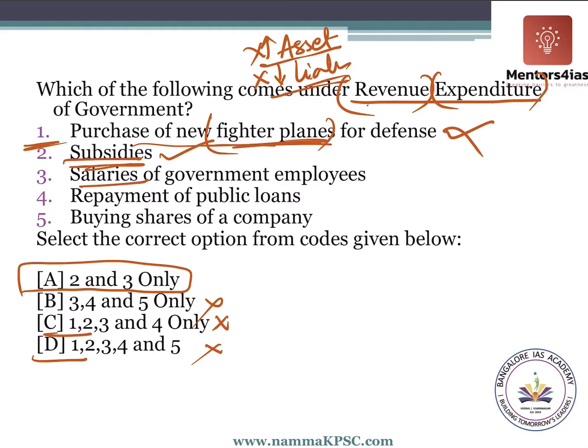Salaries obviously is a revenue expenditure because it is not creating any asset nor reducing liability. Repayment of public loan, that means if government pays back the loan it has taken, it has reduced the liability. So therefore it is capital expenditure and not revenue expenditure. Then buying of shares. Buying of shares will do what? It is increasing the asset of the government. So therefore this is also not revenue, it is capital expenditure. So we have confirmed our answer, that is A, 2 and 3.